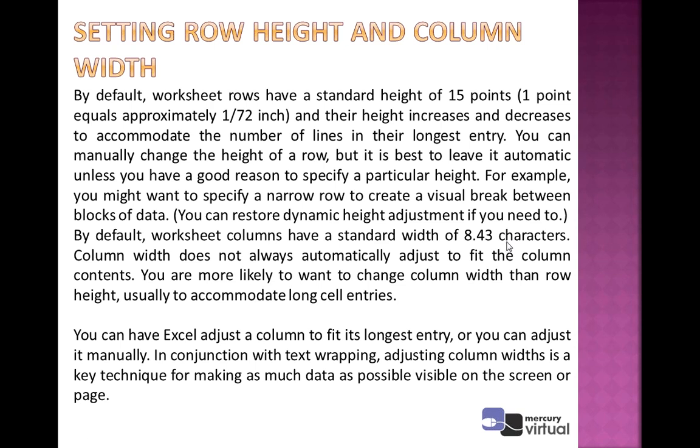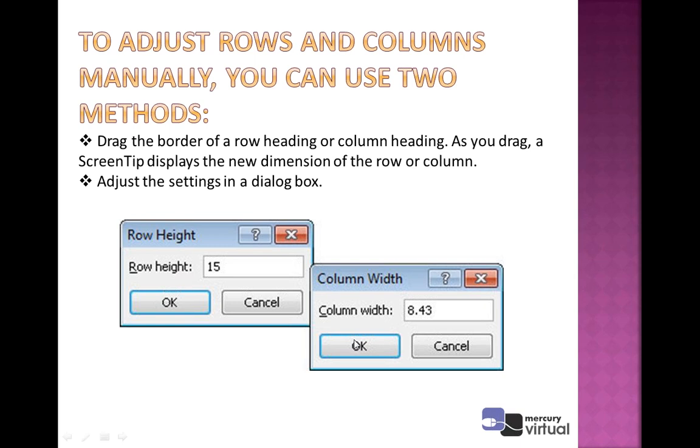So worksheet rows have a standard height of 15 points and worksheet columns have a standard width of 8.43 characters. You can always use Excel to adjust the column to fit the longer entry, or adjust it on a manual basis. So this is how we can use the default row height and column width.